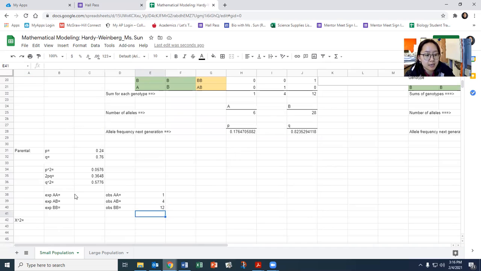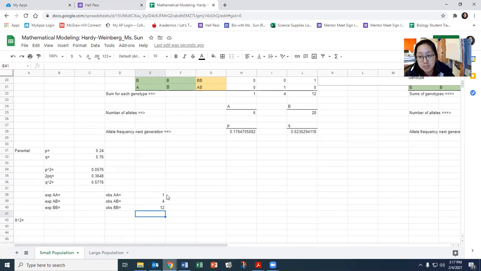Okay, so now we need to calculate our expected AA, AB, and BB genotypes. So we know that the p squared represents the AA, 2pq represents AB, and q squared represents BB. However, we do know that right now what we have over here are ratios or frequencies. But over here, we're working with individuals, okay? So that's the important part to note, that we're going to be working with individuals.